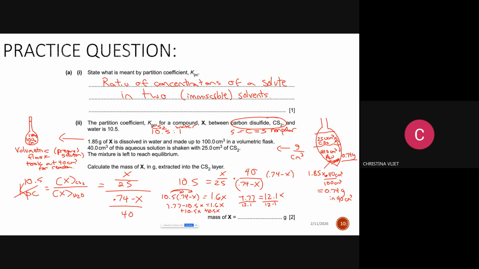7.77. I just can't write 7 well. And then this is 0.642. That's it. That's negative, because we were looking for x. So is that worth the 2 marks? No. It's your decision, right?